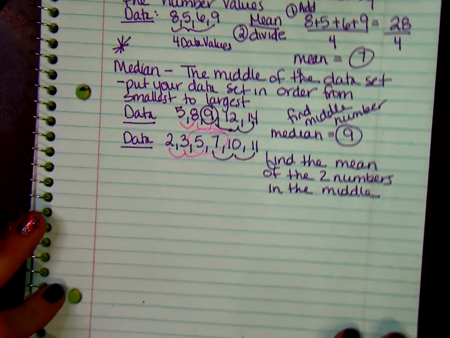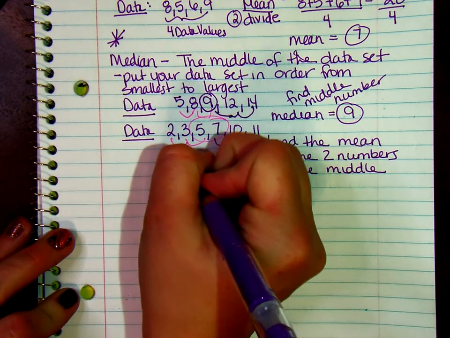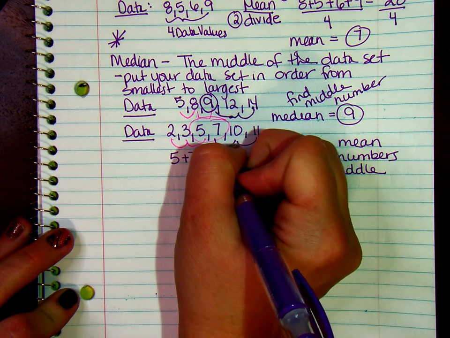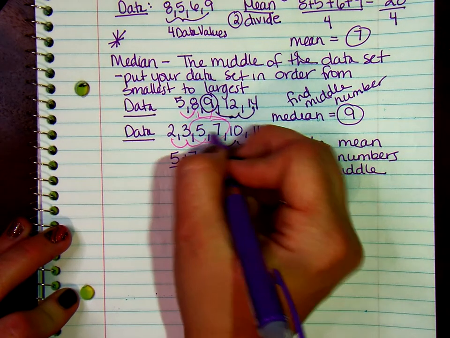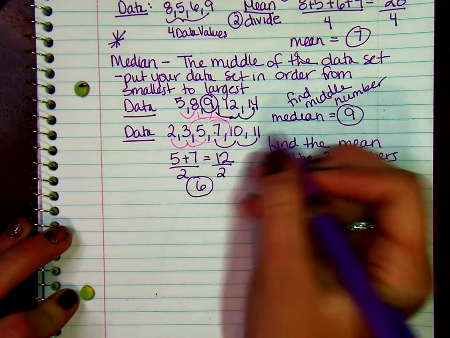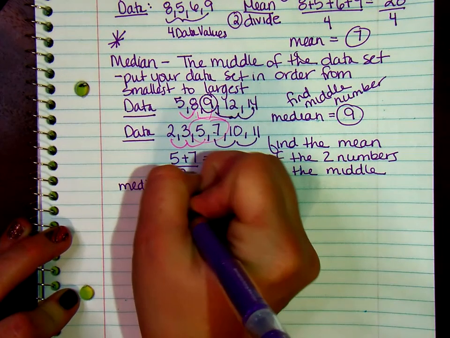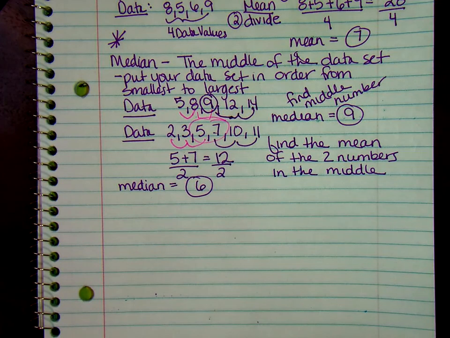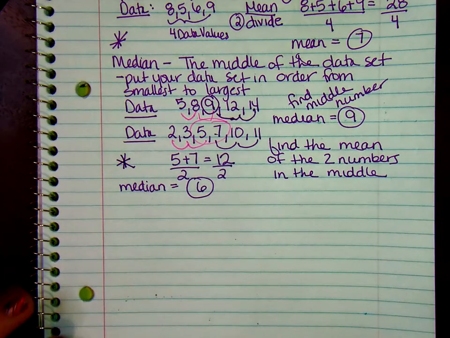So I do that by taking 5 plus 7, which equals 12, and then I divide that by 2, because there's 2 numbers in the middle, and I get 6. So my median, or middle, equals 6. It's between 5 and 7, which makes sense, right? This is also very important to know.